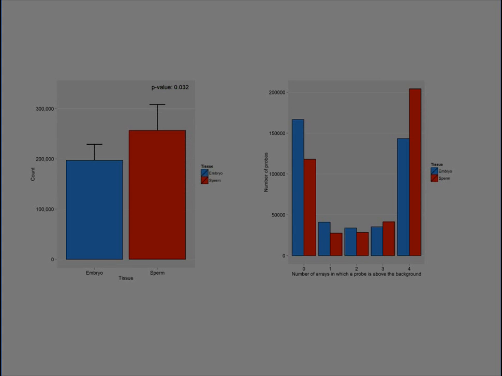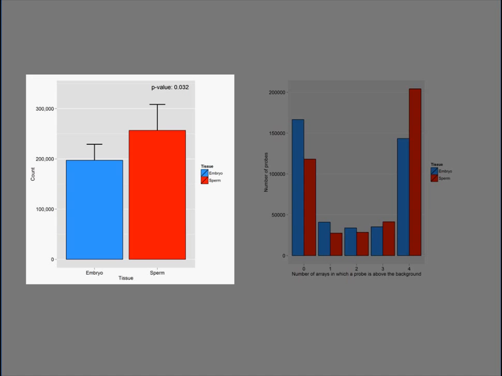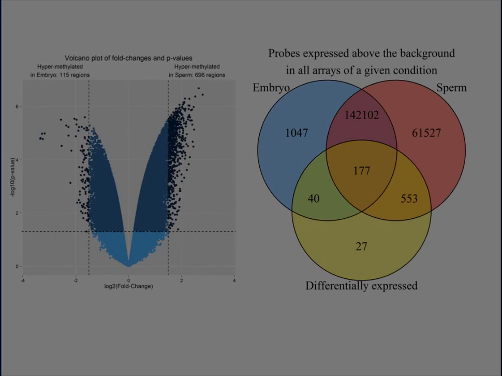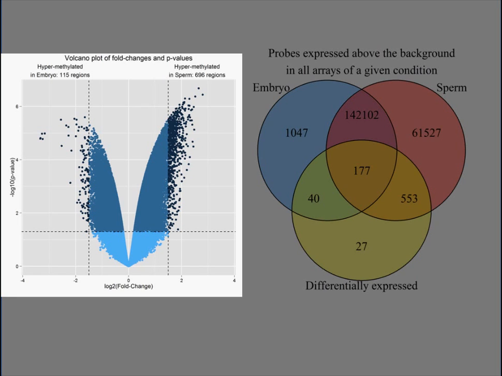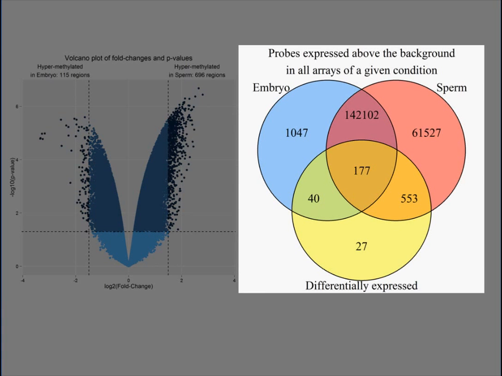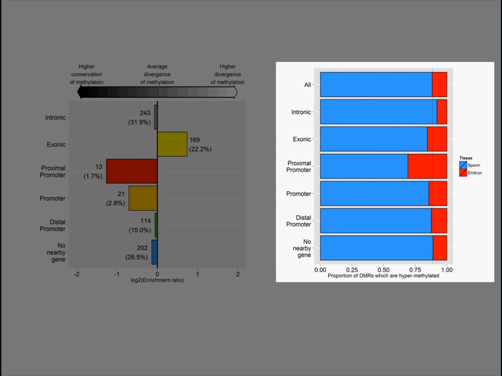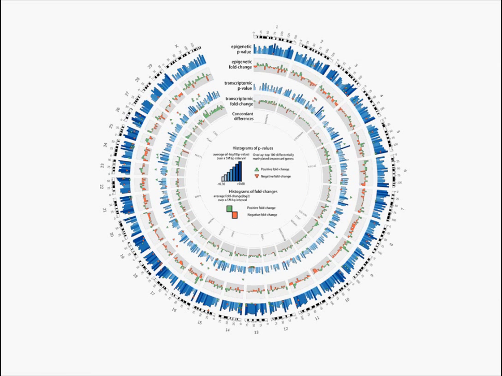Secondly, we have plots showing the overall levels of methylation, comparing it between tissues, and showing how consistent methylation patterns are across replicates. Thirdly, we have plots showing the distribution of the differentially methylated regions with a volcano plot and a Venn diagram. Then, we have enrichment plots showing the relative proportion of DMRs in various categories of genomic regions, as well as the direction of hypermethylation within those categories for both tissues.